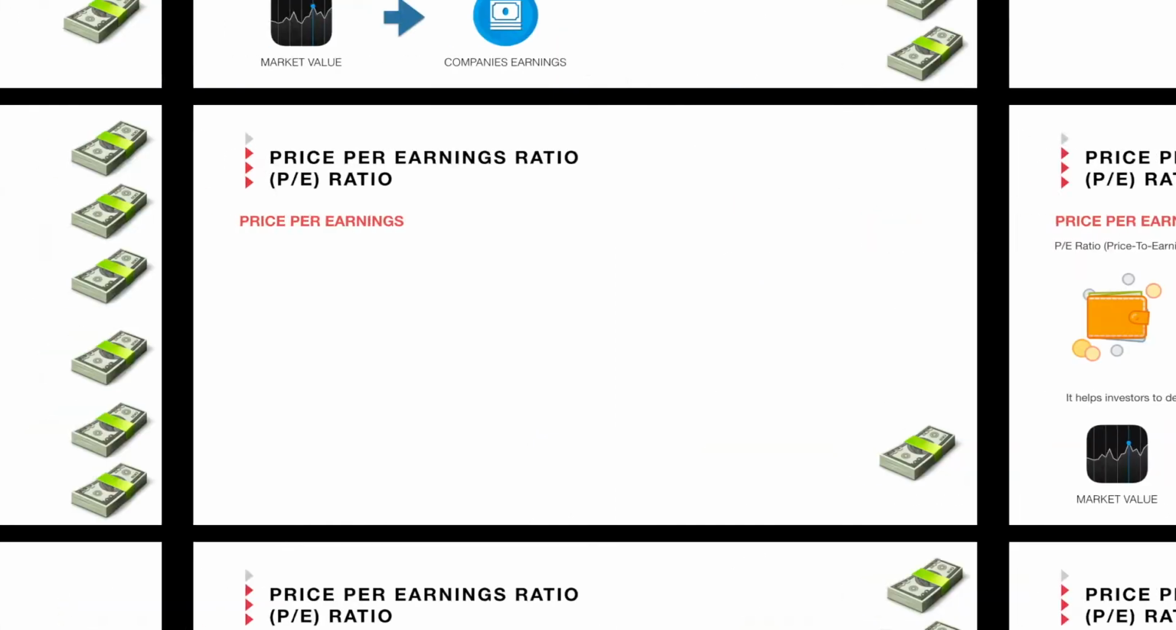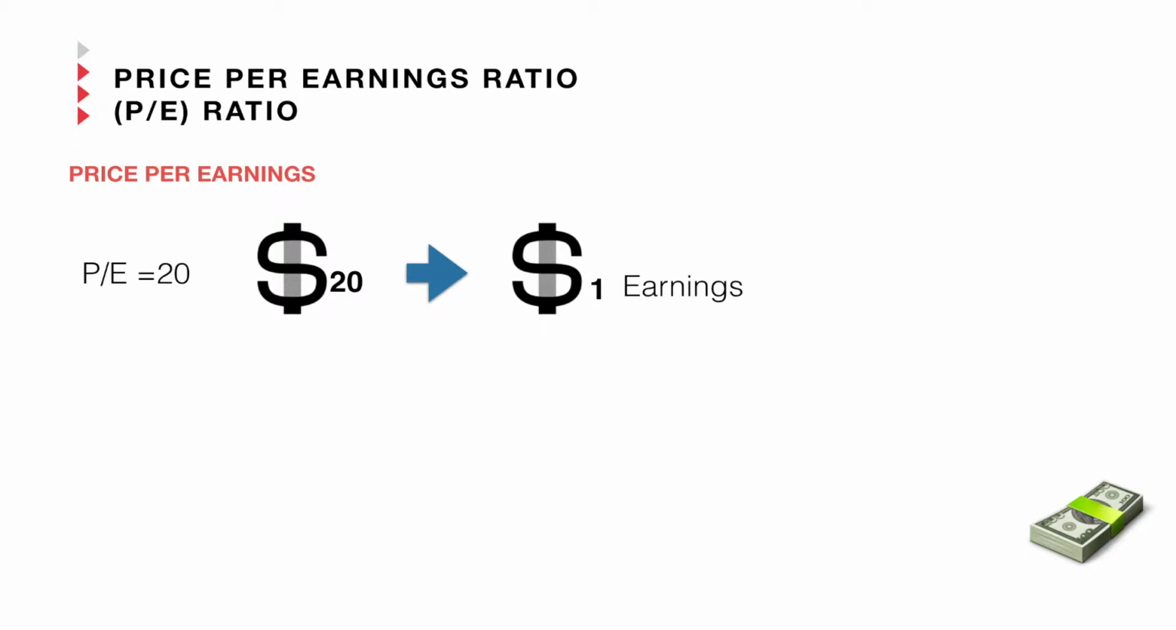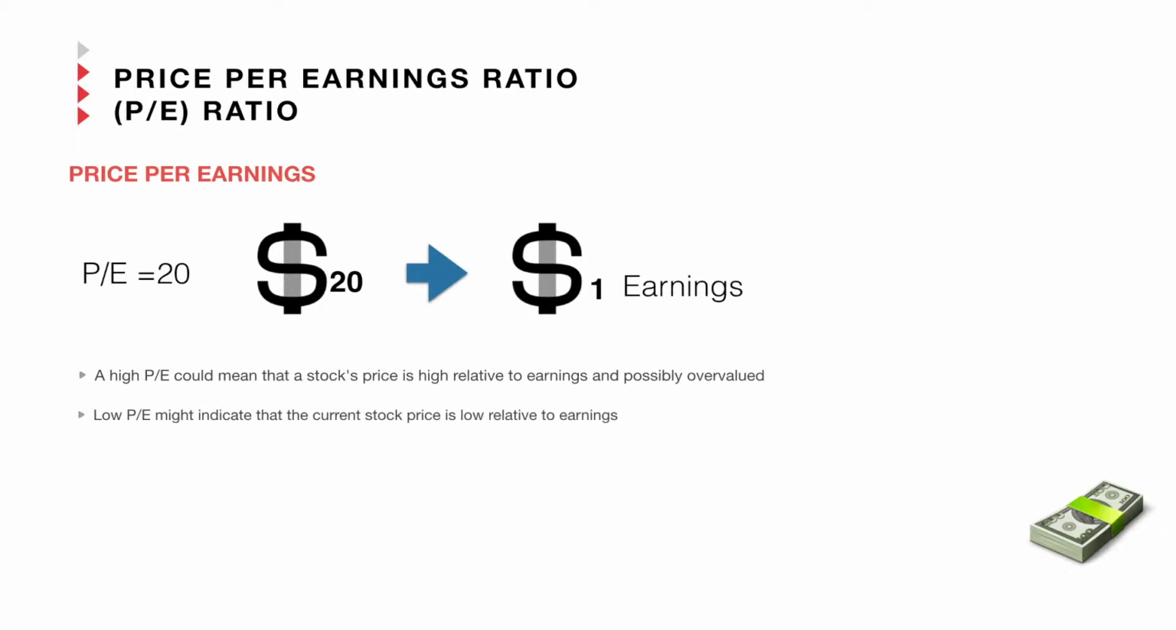For example, if a company was currently trading at a PE ratio of 20, it means that an investor is willing to pay $20 to earn $1 of current earnings. If PE ratio is high, then it indicates the stock price is high relative to earnings and it is possibly overvalued. If PE ratio is low, then it indicates the current stock price is low relative to earnings.